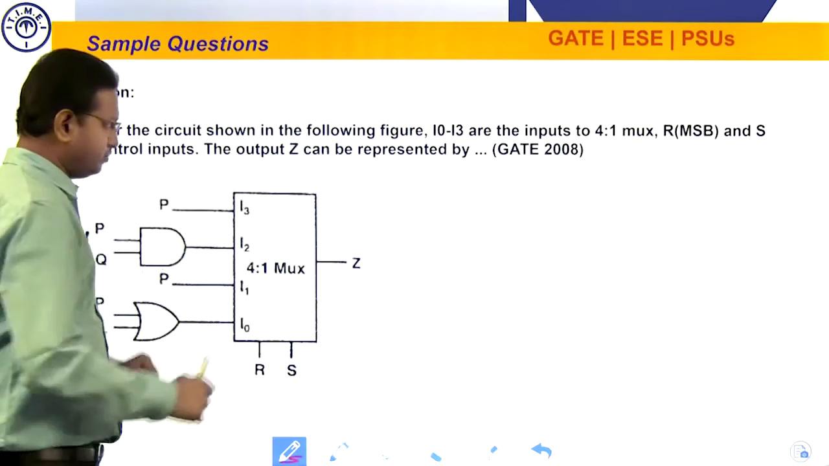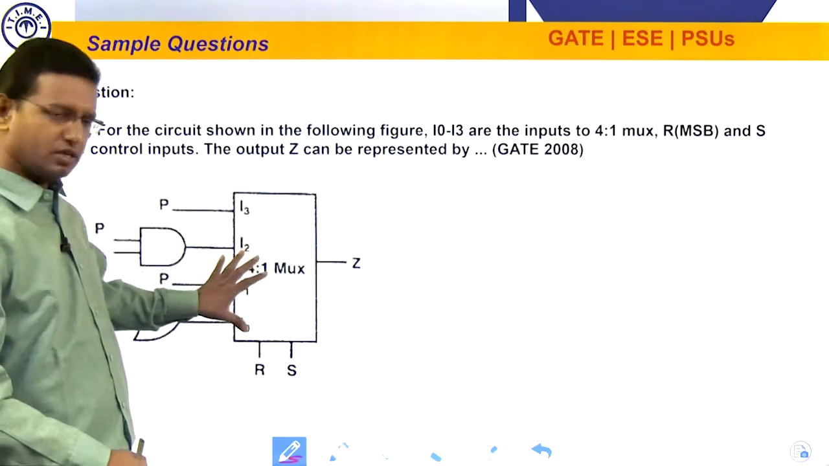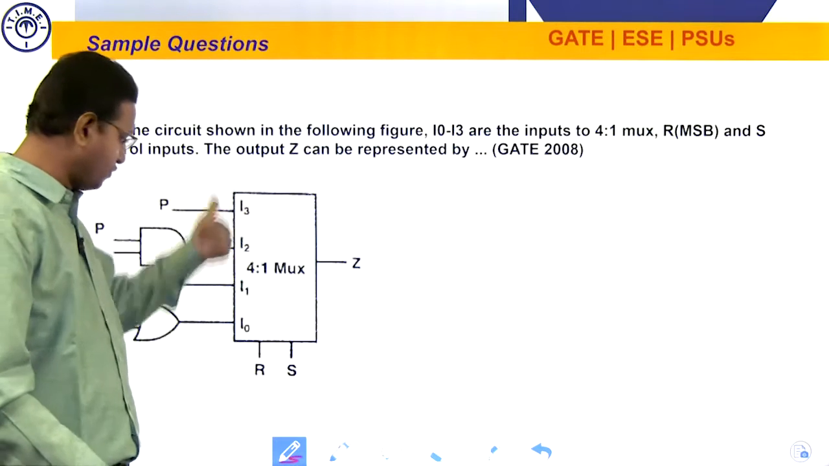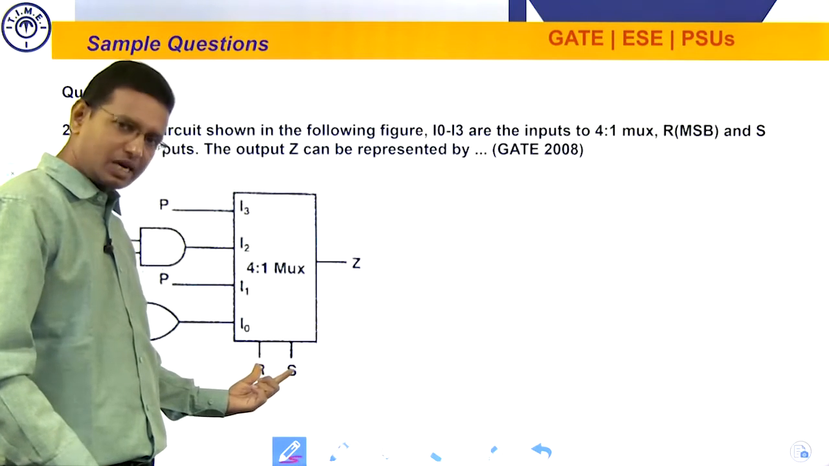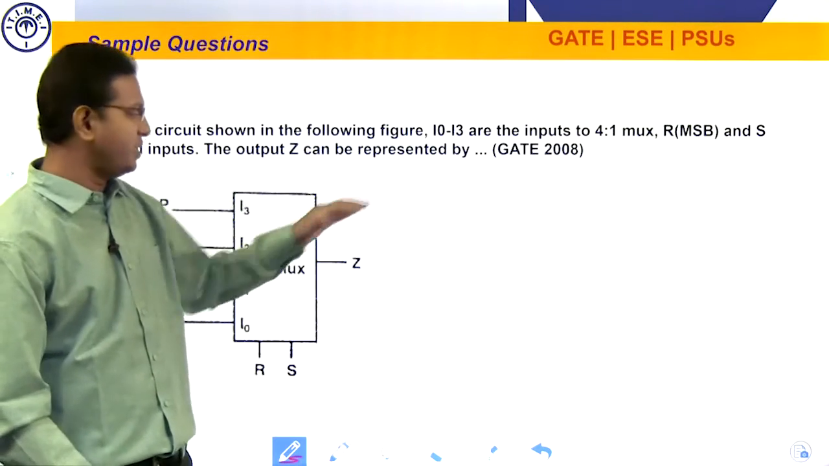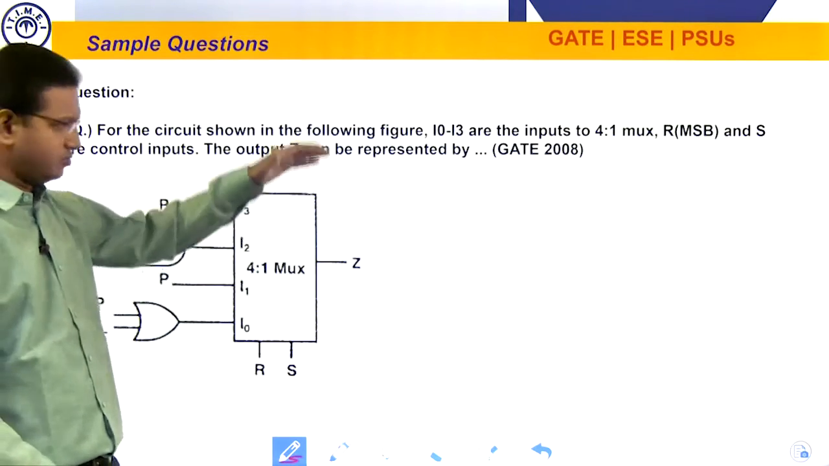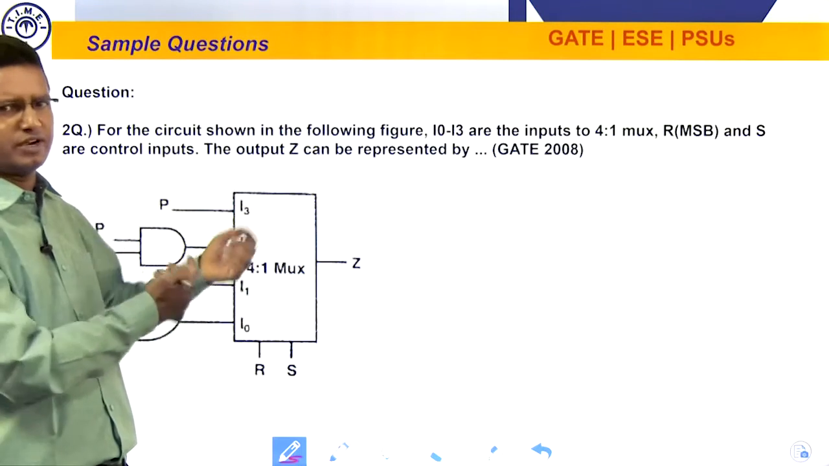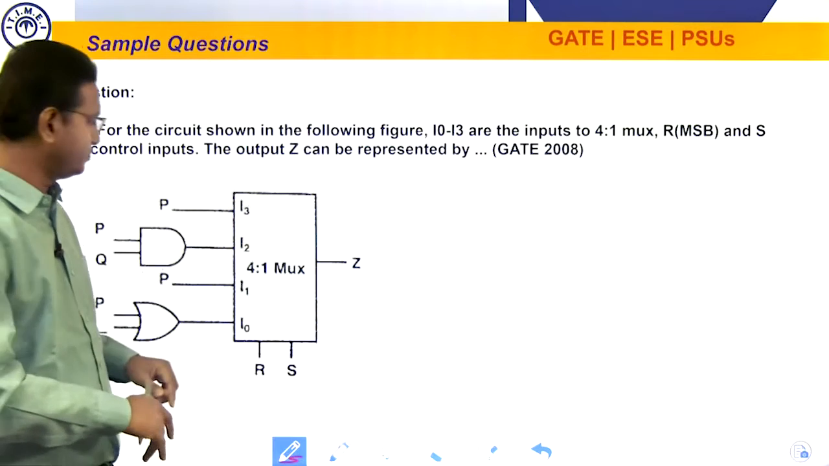So he has given a multiplexer circuit with some logic gates, as you can see. It is a 4:1 mux, 4 inputs, 1 output, and there are 2 select lines, and he is saying R is the MSB. Now he is asking the output Z can be represented by. So he is asking us to find the Boolean expression, so let us find the simplified Boolean expression.